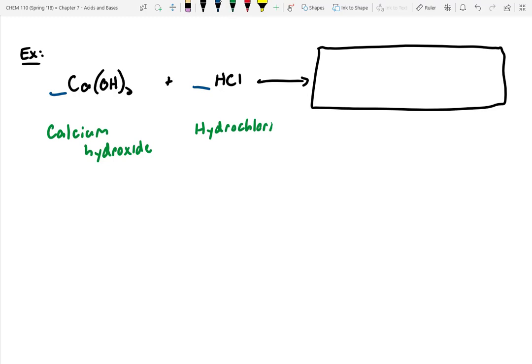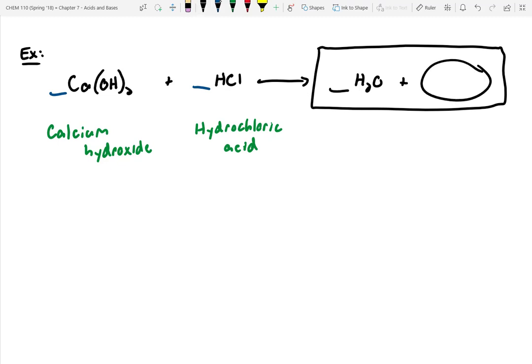And so we've got an acid and a base. The first thing we're obviously going to make must be our water. So I'm going to put water in here. I'll put a coefficient in front of it because we don't know how many water molecules we'll make. And then what do you think the salt will be?